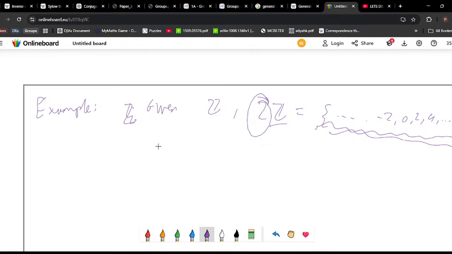All right, let's proceed. So we're looking at this coset. Now, here's the thing about cosets. Given some subgroup H of a group G, the cosets partition G. So what does that mean?